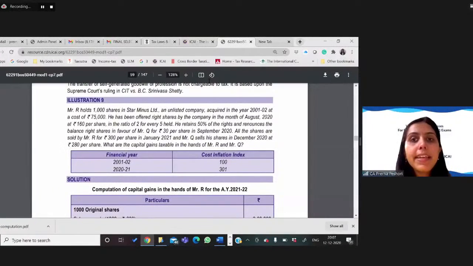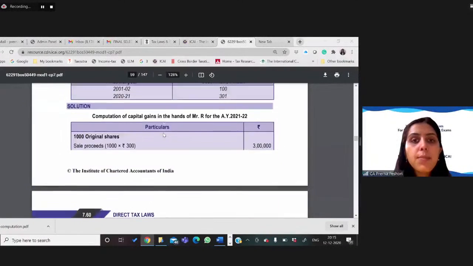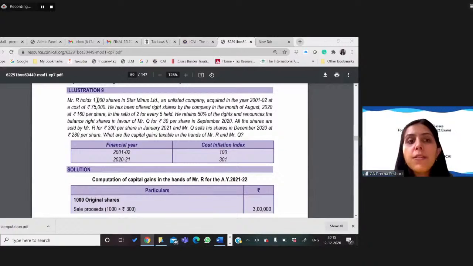So in this particular case, let's see what has been done. First, 1,000 shares are there in an unlisted company at the cost of rupees 75,000. He has been offered rights shares by the company in the month of August 2020 at 160 per share in the ratio of 2 for every 5 held. He retains 50% of the rights and renounces the balance rights share in favor of Mr. Q for 30. All the shares are sold by Mr. R for 300 per share.